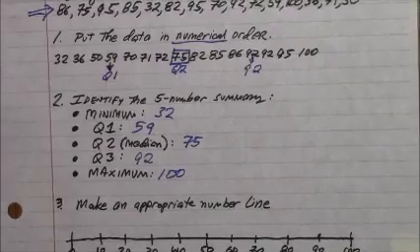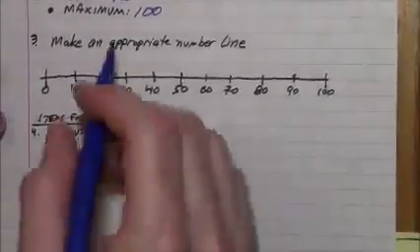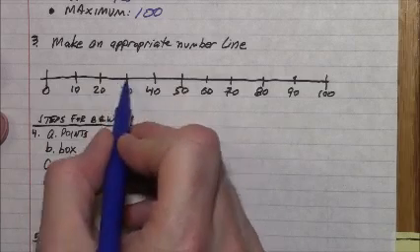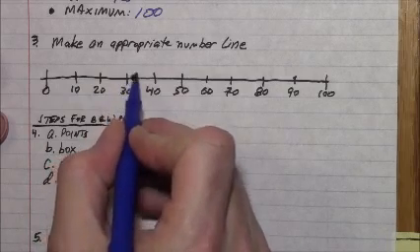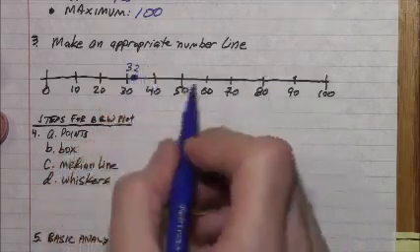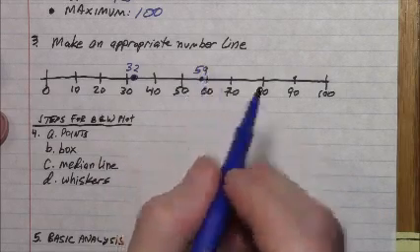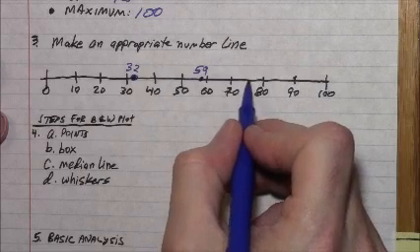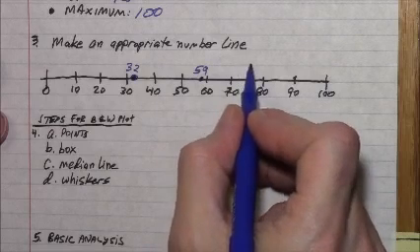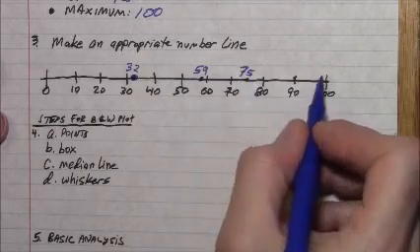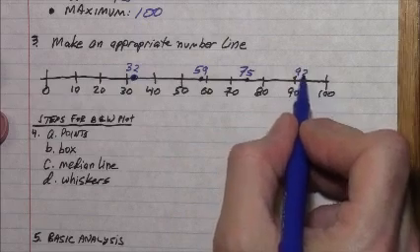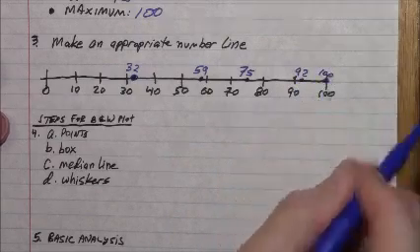All right, now let's put them on a number line. I have set up a number line here. And let's actually show where they are. 32 would be approximately here. 59 is approximately here. Doing this will help me with making the box and the whiskers later. 75 is approximately here. 92 is approximately here. And of course 100 is here.